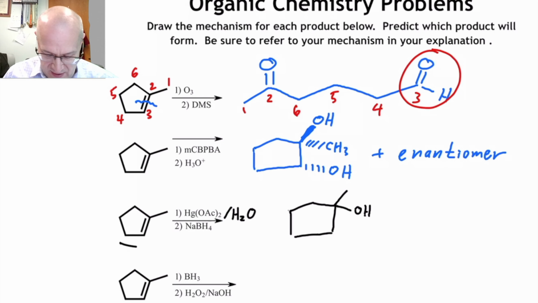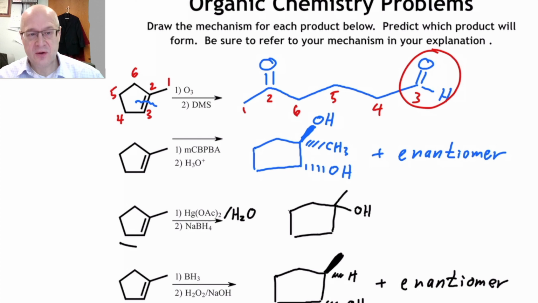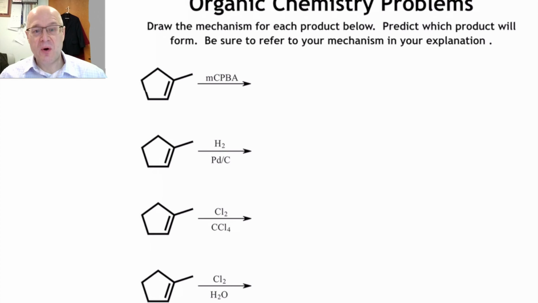BH3 and then peroxide and base. BH3 is an anti-Markovnikov addition. So we're going to get this. There's my CH3. There's the hydrogen. There's the OH, plus the enantiomer. All right, so there's 4. Let's do some more. There's 4 more different questions you can do.